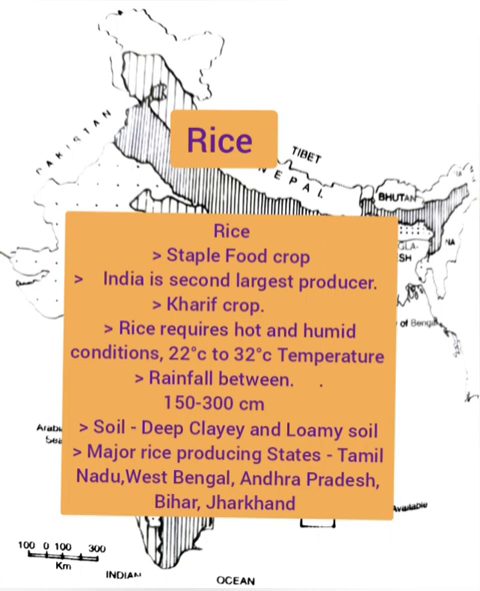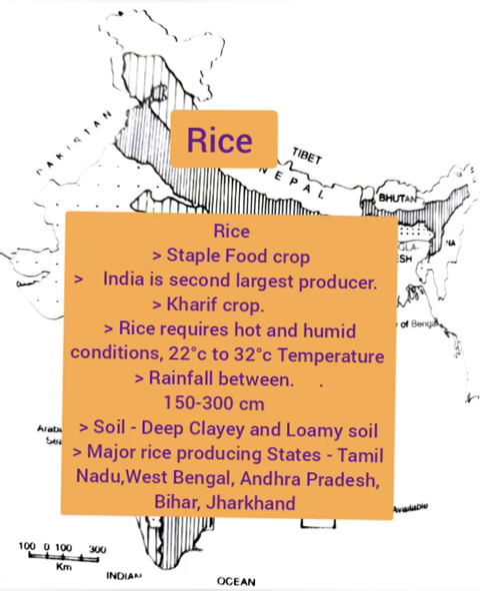Rice requires hot and humid conditions, a temperature of 22 degrees centigrade to 32 degrees centigrade. Rainfall required is between 150 to 300 centimeter. Soil required is deep clay and loamy soil. Major rice producing states: Tamil Nadu, West Bengal, Andhra Pradesh, Bihar, Jharkhand.